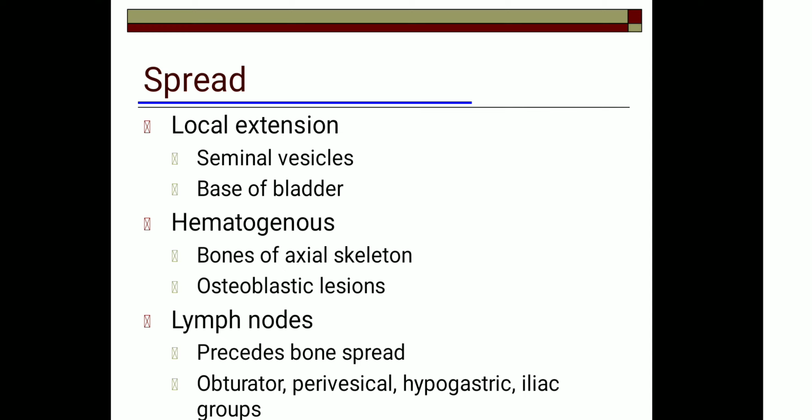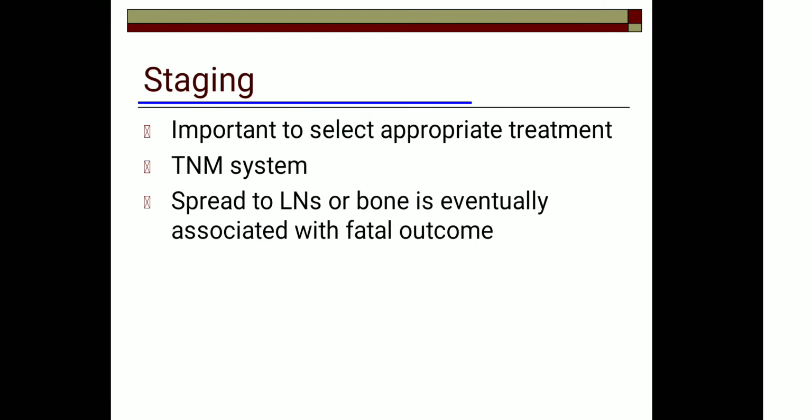Lymph nodes also can be involved, the obturator and perivesical lymph nodes. So this is an osteoblastic lesion. Why? Because it causes bone forming metastasis. The area where it is deposited forms bone, that is osteoblastic. So that is the difference. That is a particular type of metastasis seen in prostatic carcinoma.